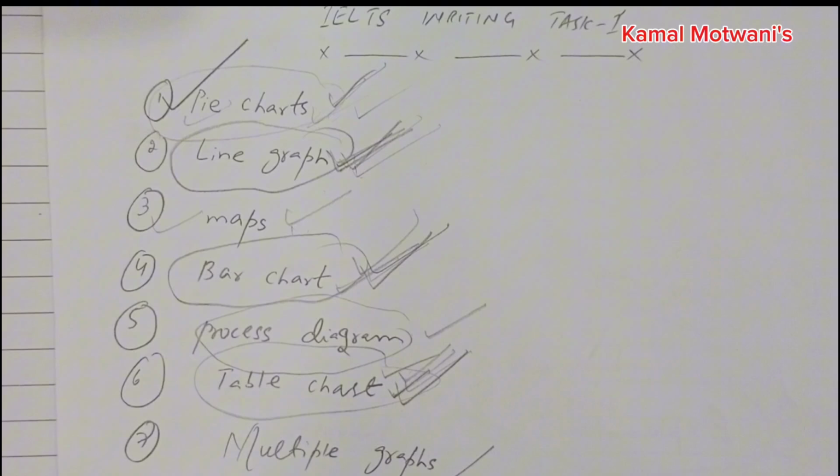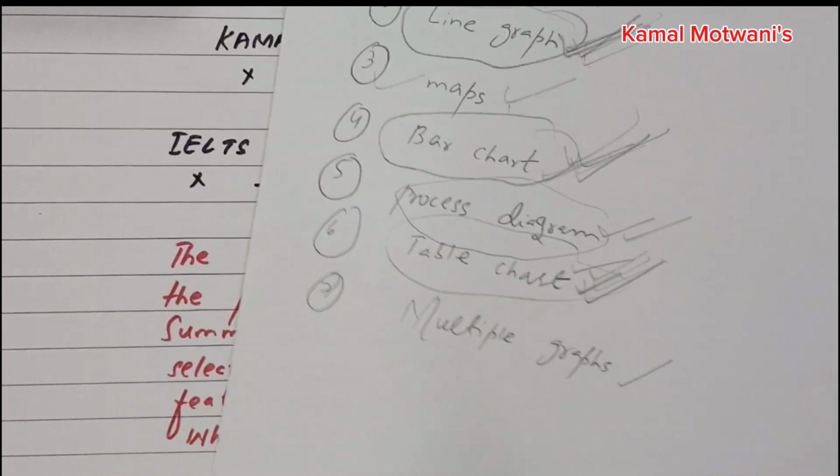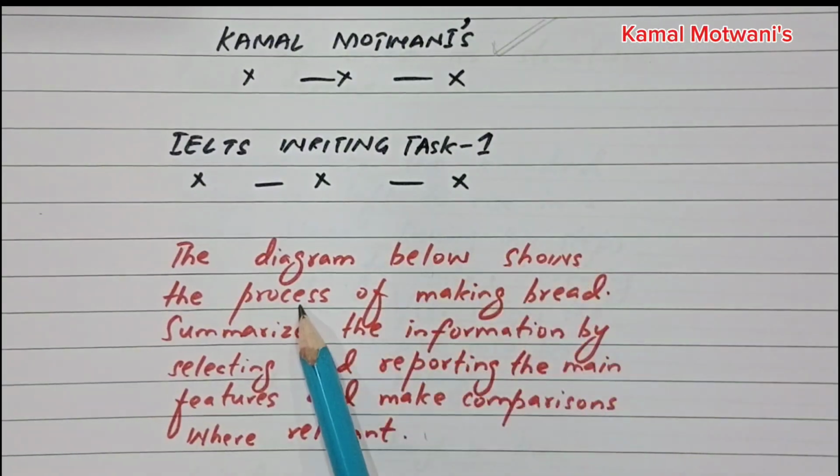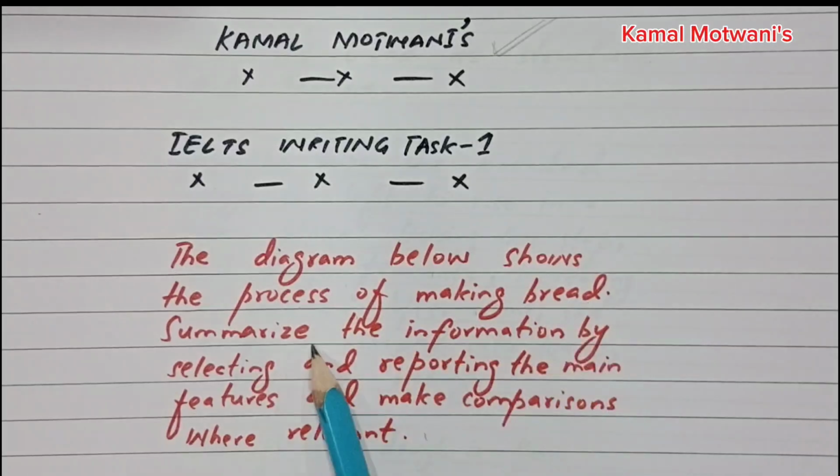So the IELTS writing task 1 that I am going to solve today for you guys is pertaining to process diagram. So here is the statement for the IELTS writing task 1 pertaining to process diagram. Let's read it. The diagram below shows the process of making bread. Summarize the information by selecting and reporting the main features and make comparisons where relevant. So the writing task today is of process diagram.